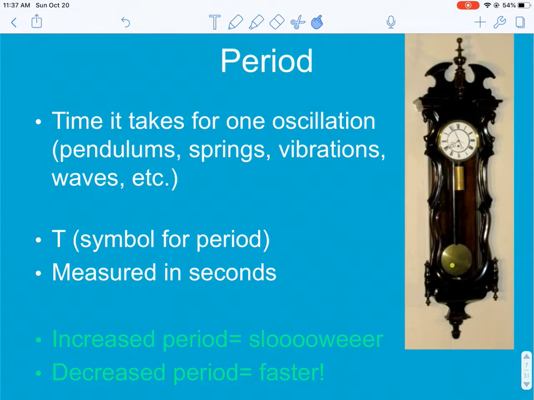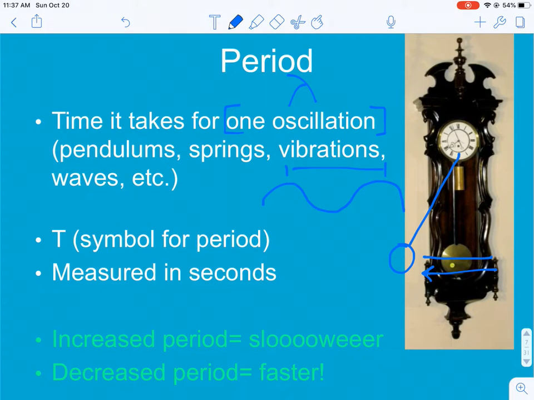So period is about time. It's the time it takes for one oscillation, for a wave, but also a pendulum, a spring, anything. So an oscillation would count as the time here to go back to that original position. Or it could be the time for, if we have this wave that's moving along, the time for a wavelength to pass. So one oscillation is a fancy way of also talking about a wavelength.